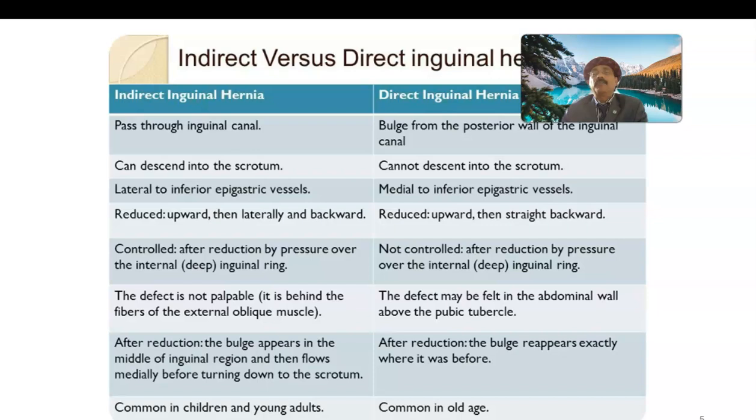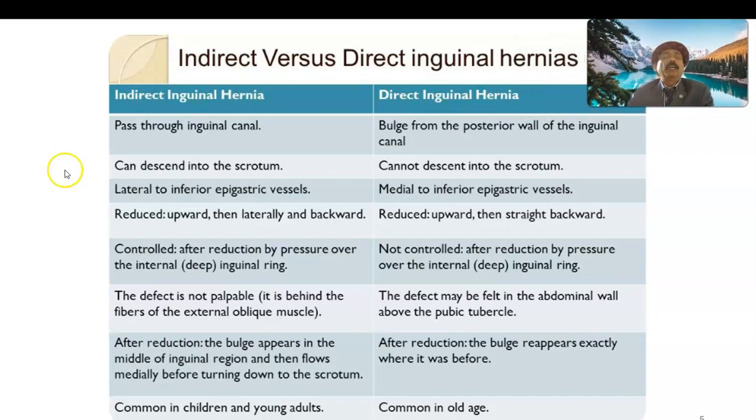What are the differences between direct and indirect inguinal hernia? Indirect inguinal hernia passes through the entire inguinal canal. Direct inguinal hernia bulges from the posterior wall of the inguinal canal and pushes through the superficial inguinal ring. Indirect can descend into the scrotum; direct can't descend into the scrotum. Indirect is reduced upward, then laterally and backward; direct is reduced upward, then straight back.